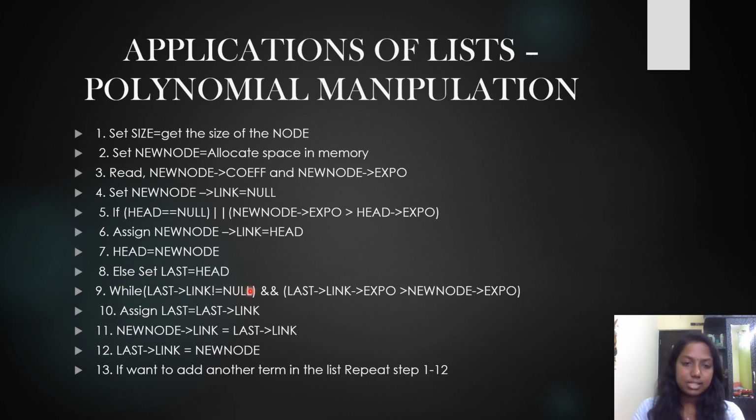Else we set last equal to head while the last link is not equal to null, and the last link's exponent is greater than new node exponent. So this takes care of whichever exponent is greater, and then we assign that as the head or last link. So then the new node link is last link, and last link is equal to new node.